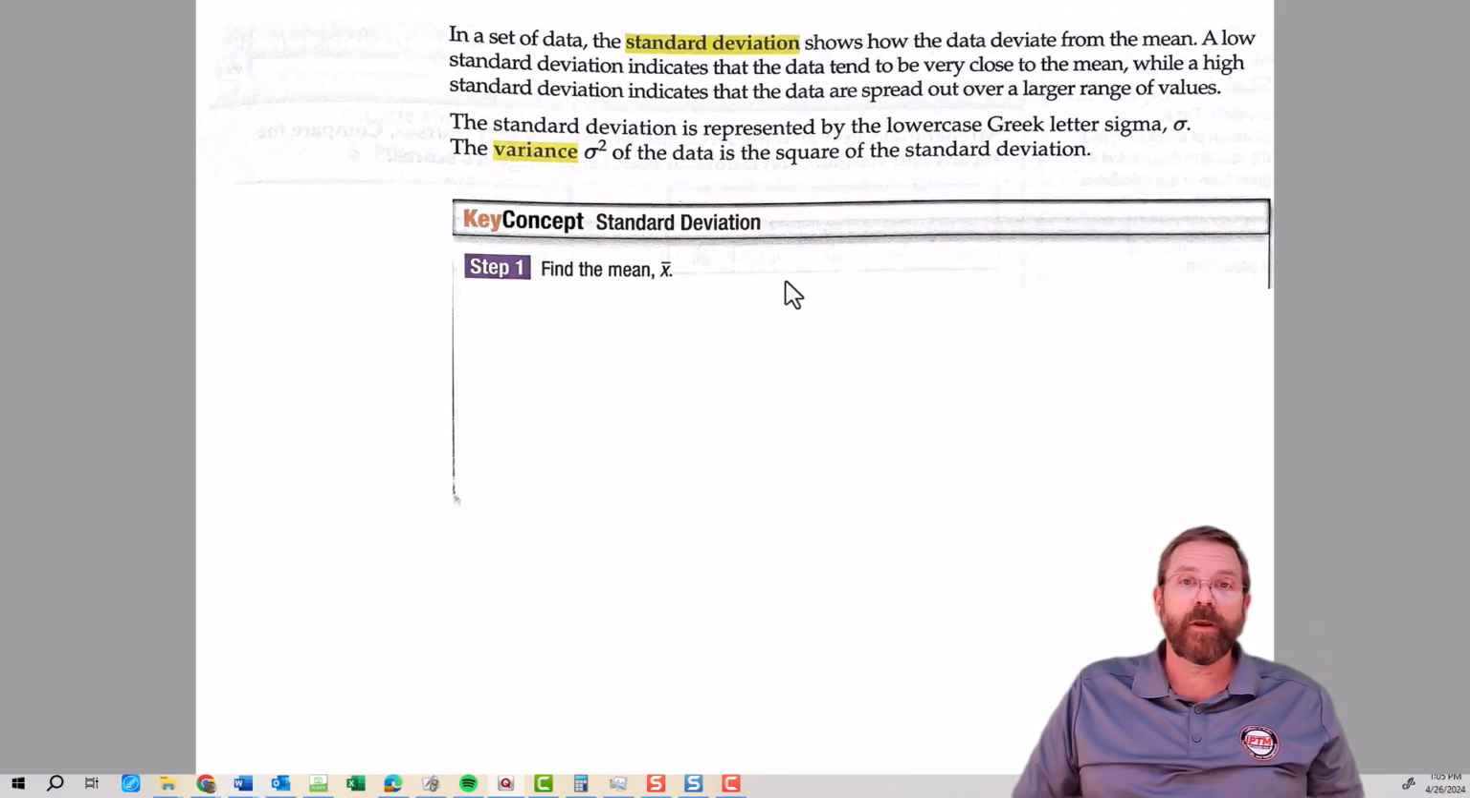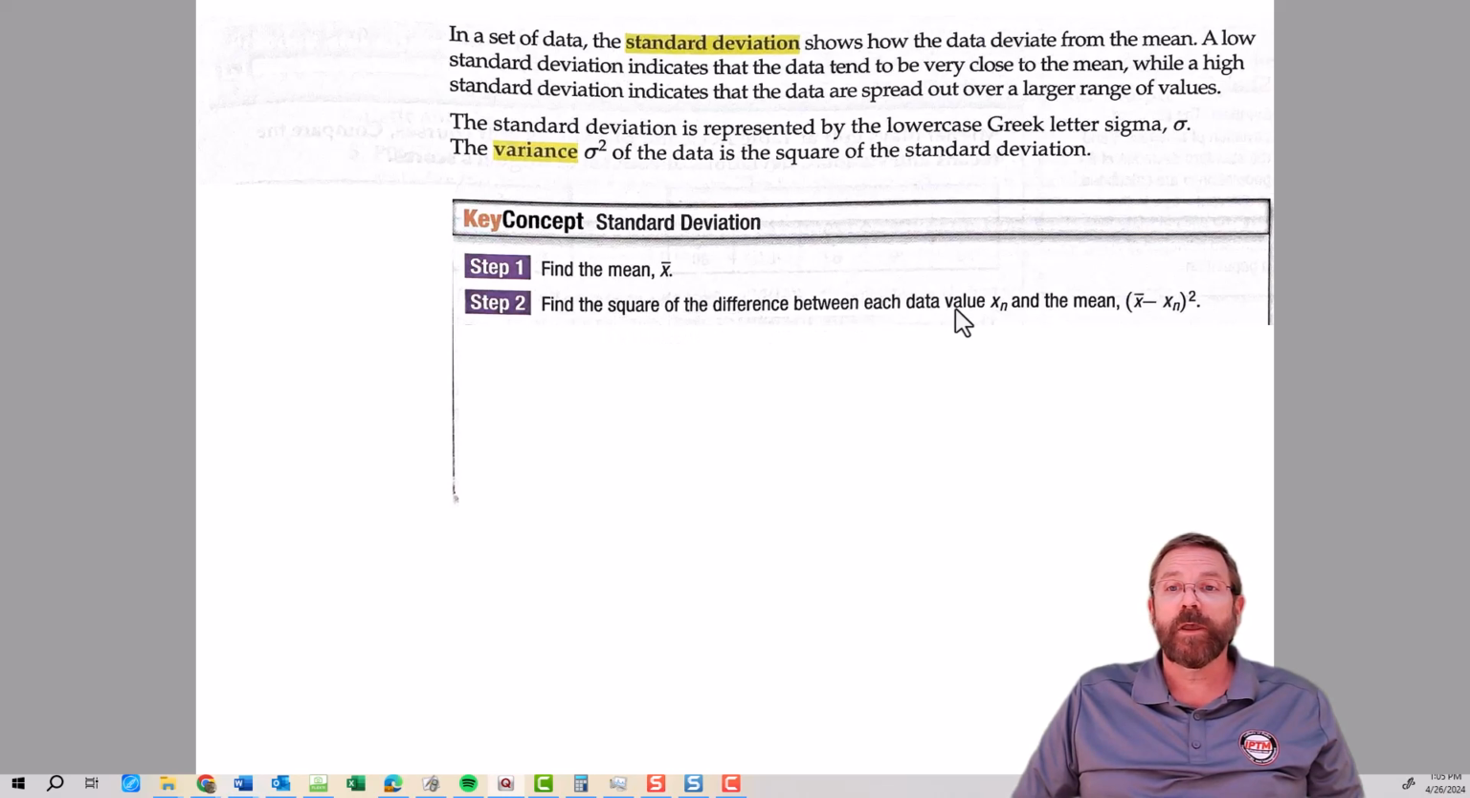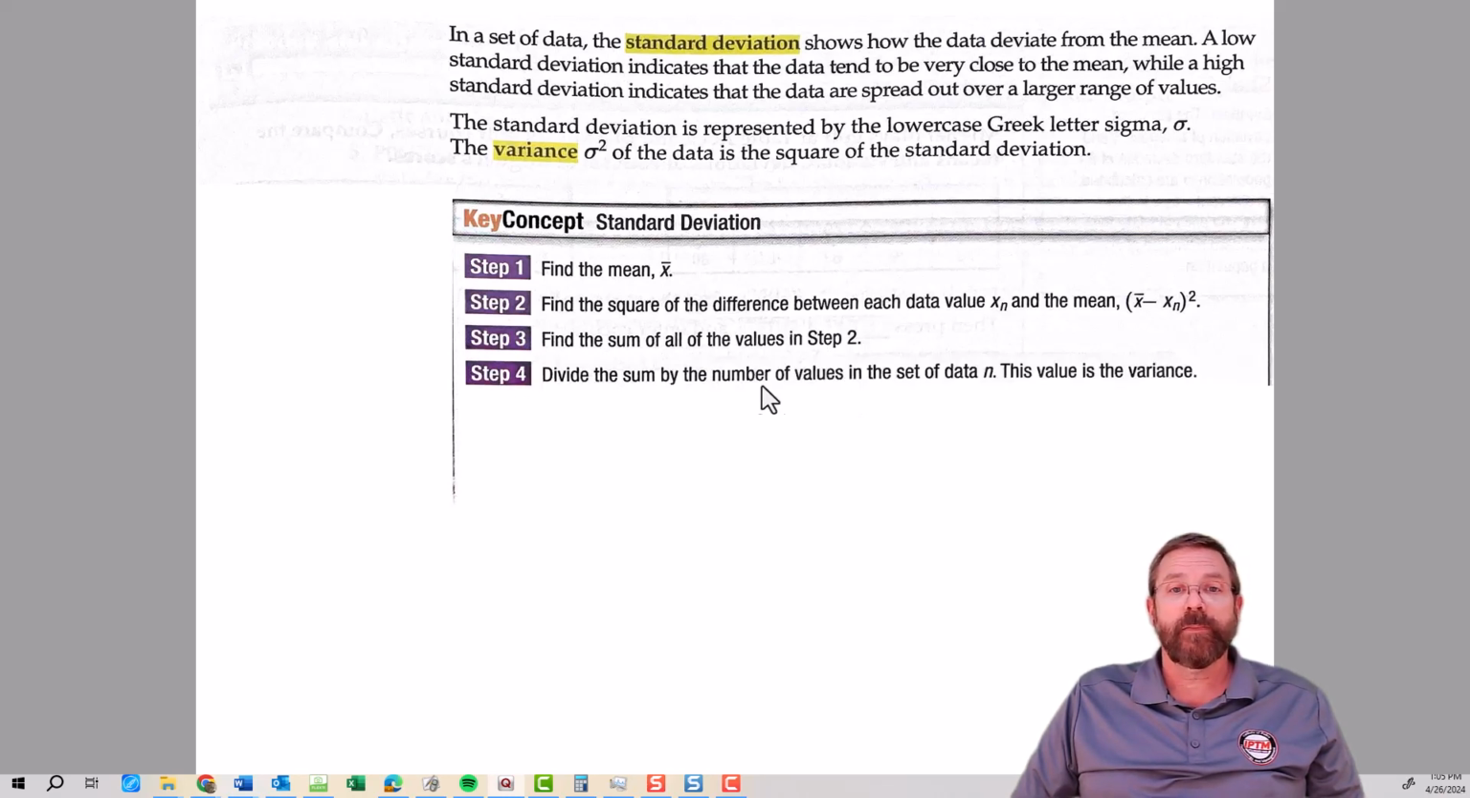Moving forward from there, standard deviation, you're going to start off by finding your mean. That's your x with a line over it. After you find the mean, you're going to square the difference of the mean between each one of those x sub n values. Okay, so we find the sum of all the step values in step 2, and then divide by the number of values in the data set. I know this is looking confusing. Hang with me. We're going to get through it. This value is going to be the variance.